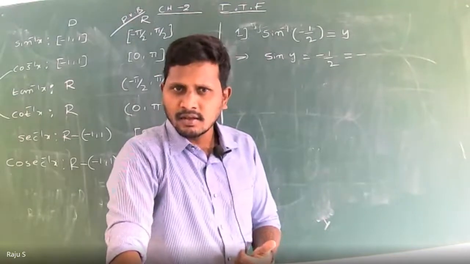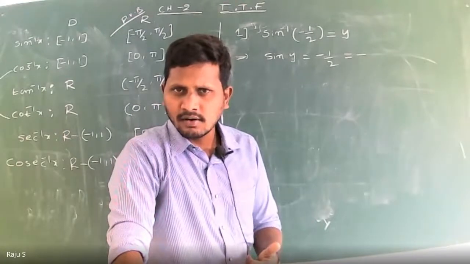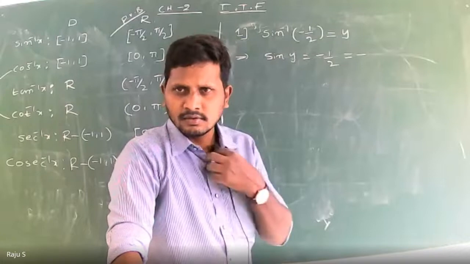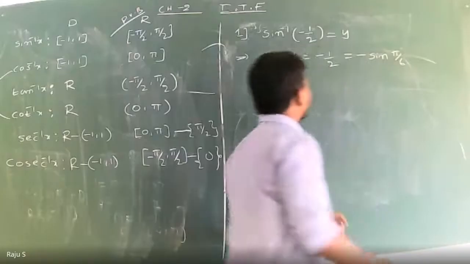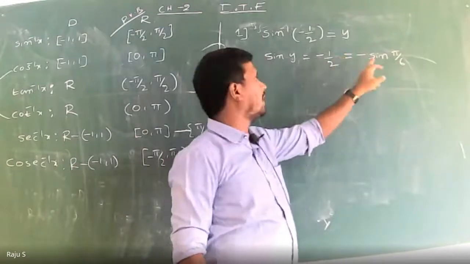Anyone? 1 by 2 value is sin 30. Yes. Sine pi by 6. Yes or no? Sine 30 is 1 by 2, minus as it is.